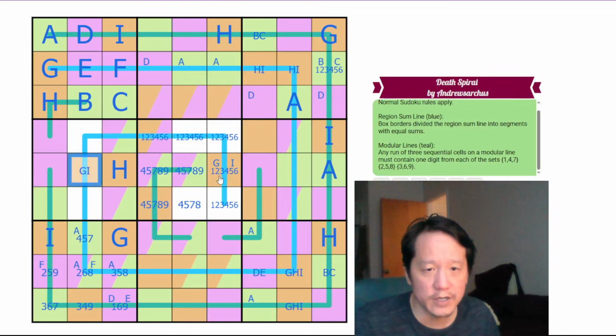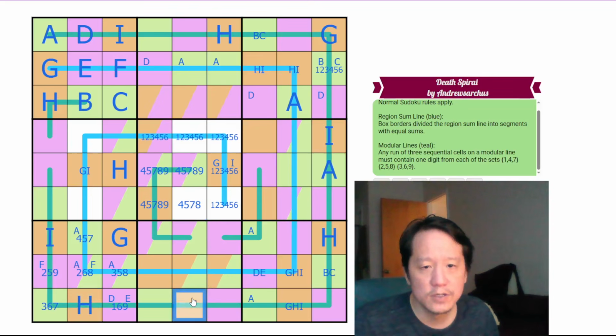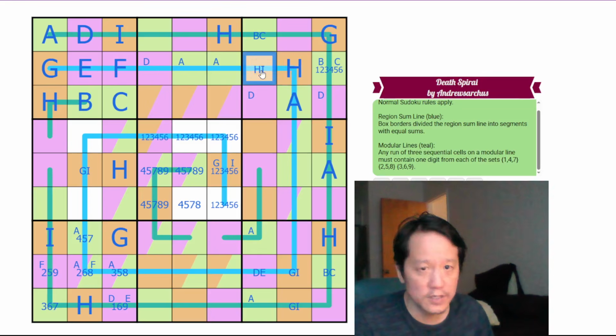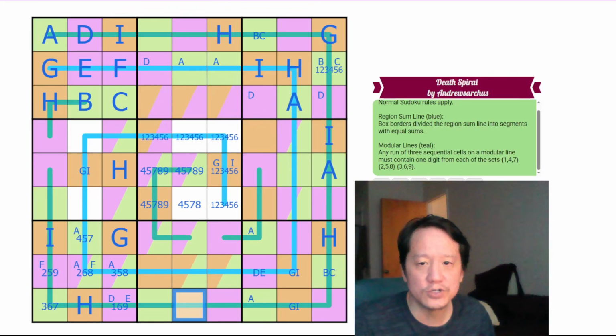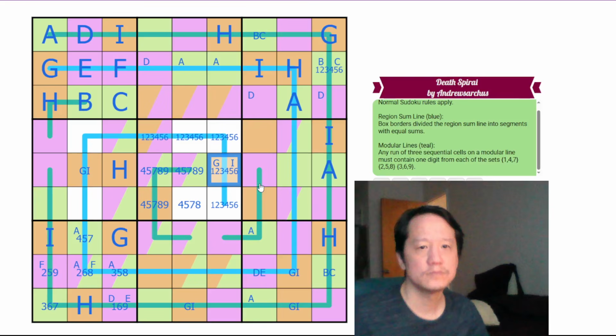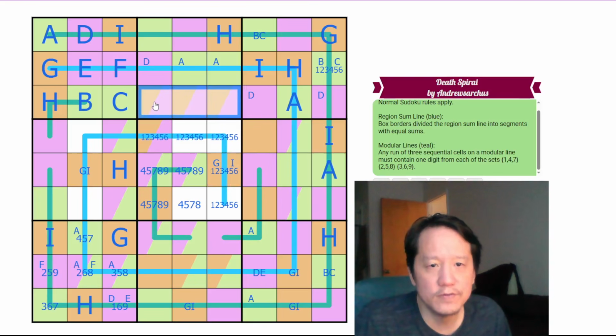This is G or I and G or I there. Therefore, this is H here. This cannot be H, obviously. So this is GI as a pair, which means this can't be I. This is H. This is I. This is G or I here. We have two of these are G and I, but we don't know which.